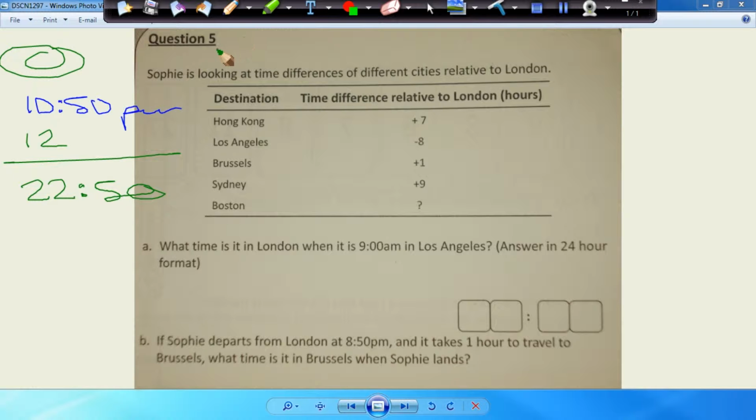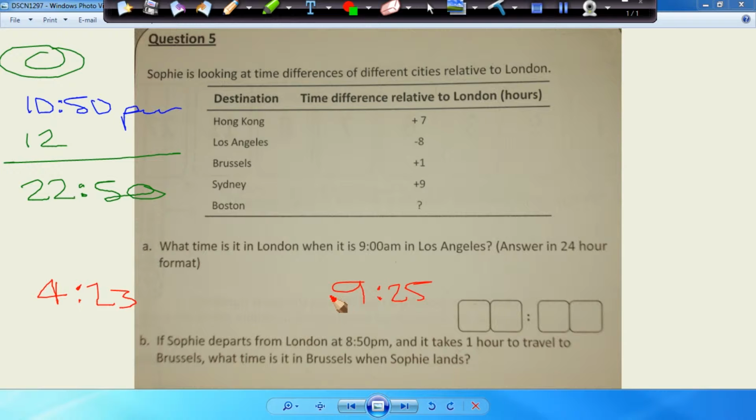Question D, I'm going to read it to you. If the time in Boston is 4:23 a.m., when it is 9:23 a.m. in London, how many hours behind London is Boston? So let's have a look. Let's have 4:23 in the morning, and that's going to be 9:23.